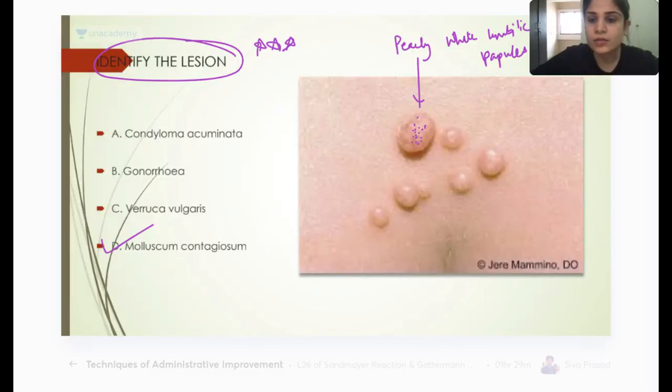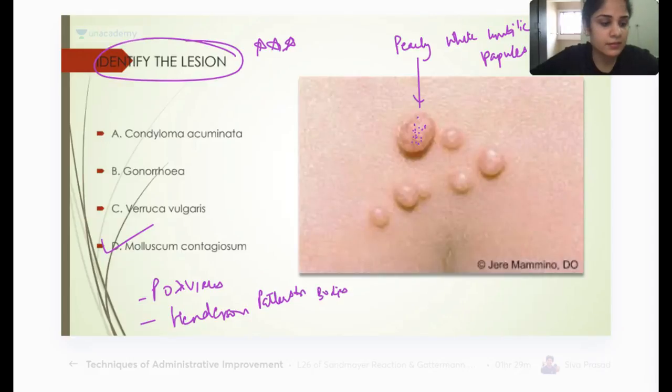Now what is the causative organism? It's a virus. Yes, it is caused by pox virus. And what is the specific feature about this? If you take it under microscopy, you will have the presence of Henderson-Patterson bodies or HP bodies. Treatment: you can give antivirals like acyclovir, most of the time it is self-limiting, and you can remove the lesions by cauterization.